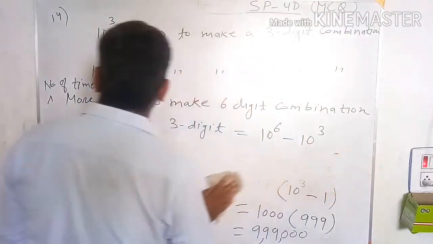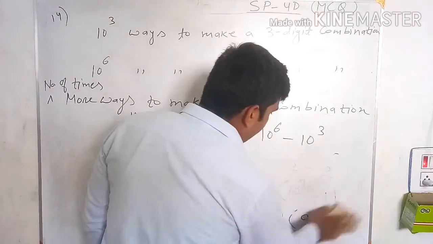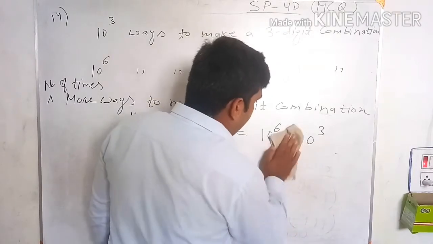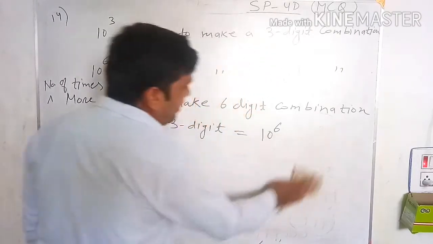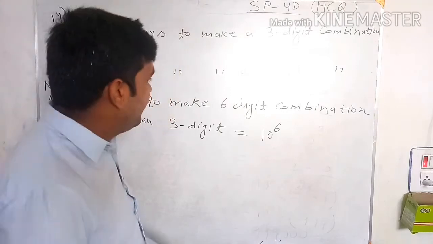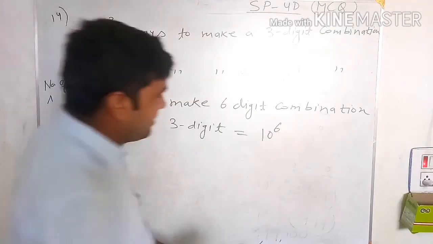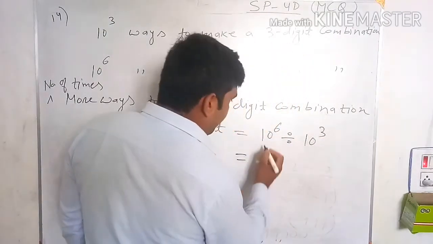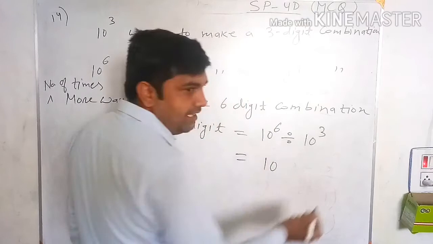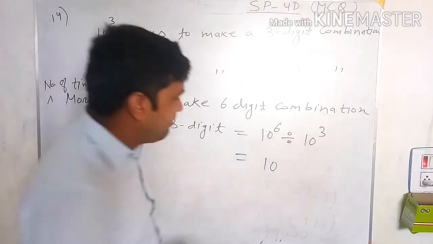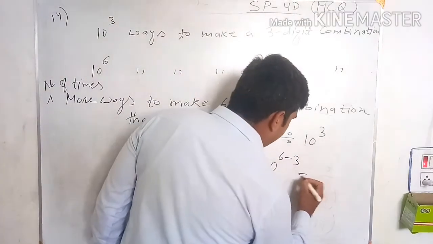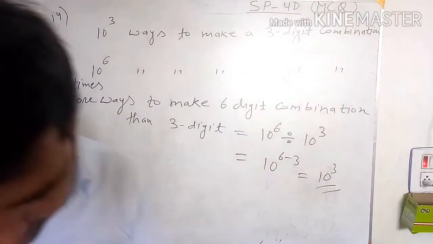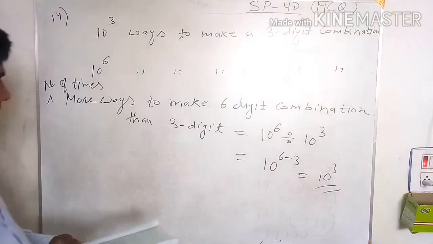If it is asked how many more ways to make the 6-digit combination, then you do the subtraction. But here it is asked how many times, so to find the number of times, we have to divide. How many times 10 to the power 3 goes into 10 to the power 6. That is 10 to the power 6 divided by 10 to the power 3. Both bases are the same. Apply the quotient law. Since bases are the same, the powers should be subtracted. First power minus second power, that is 10 to the power 3. So you will find option D. Option D, 10 to the power 3, is the correct answer.